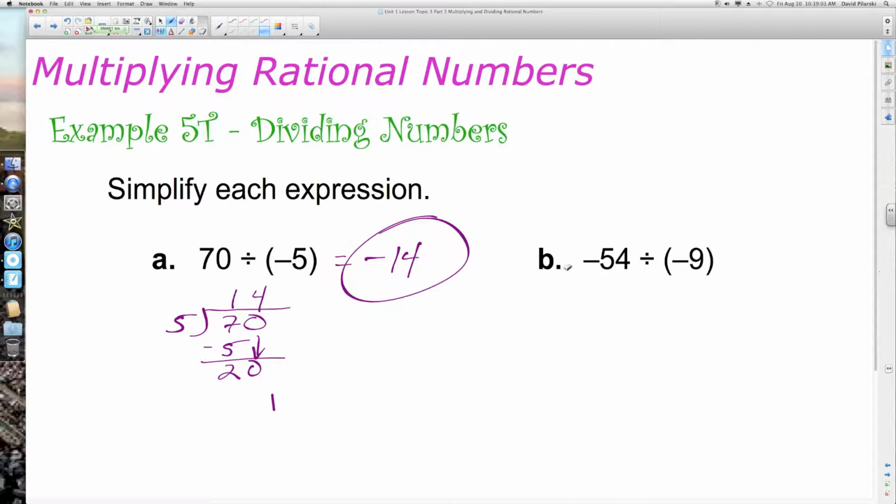In part B, it's a basic multiplication fact. 54 divided by 9 is 6.